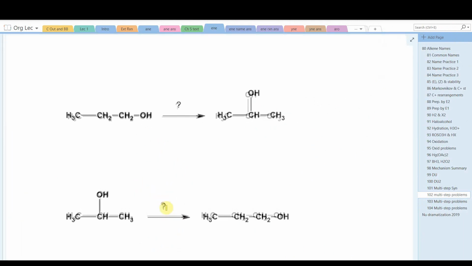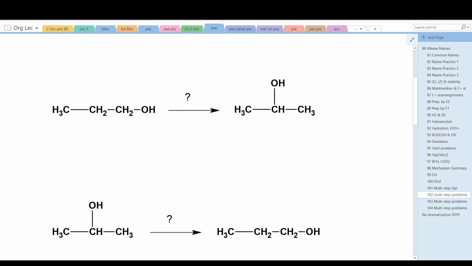Page 102. Our first problem shows the conversion of 1-propanol to 2-propanol. You're not responsible for the nomenclature of alcohols in this course. That'll be later. But I will take every opportunity to present it to you in any case. Now we have no reaction we've studied that would convert one alcohol to another, but we have learned that we can dehydrate alcohols to alkenes.